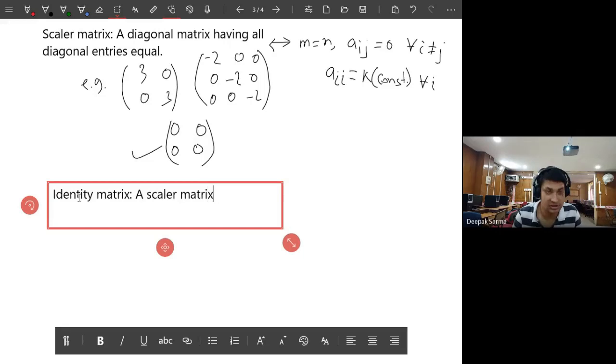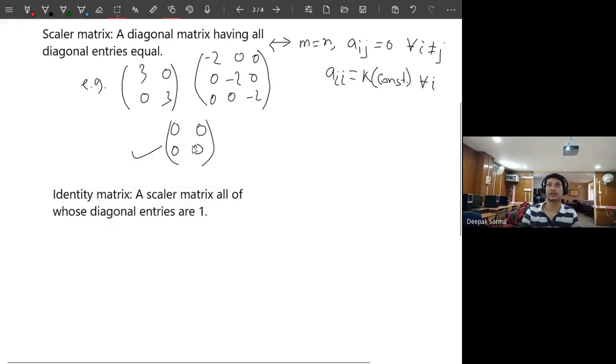Sorry, the matrix, all of whose diagonal entries are unity, or you can write one. Okay. So this one is, as I said, a scalar matrix. So all the conditions of a scalar matrix will hold. If I have to give an example, it should be a scalar matrix.